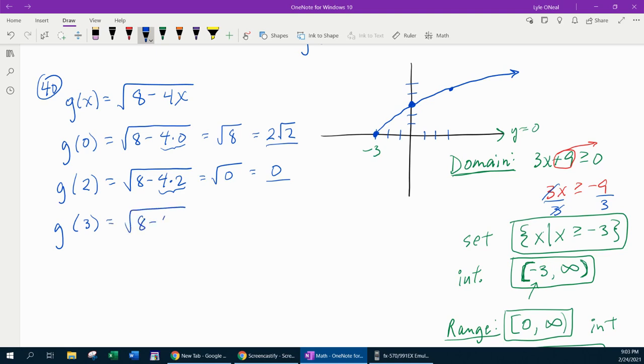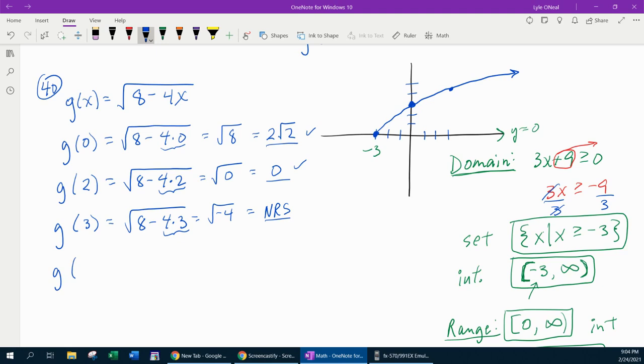8 minus 4 times 3. Well, 4 times 3 is 12. 8 minus 12 is negative 4. And remember, negative numbers won't square root. So that is no real solution. That's not going to actually produce a point on the graph. And so at this point, I've got only 2 ordered pairs that I can plot. So let's do one more.